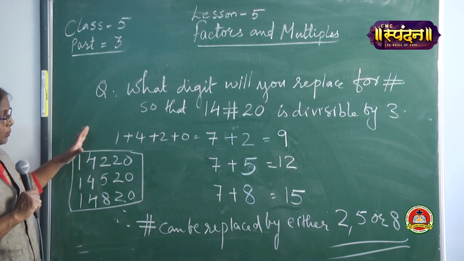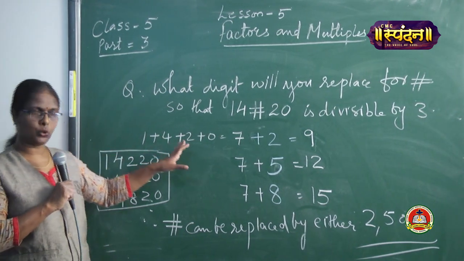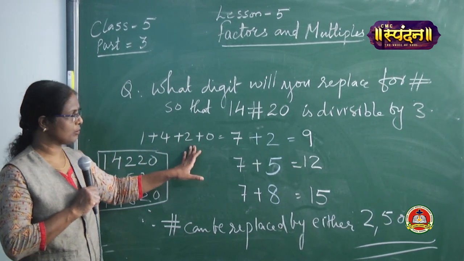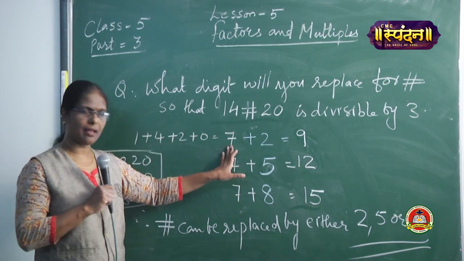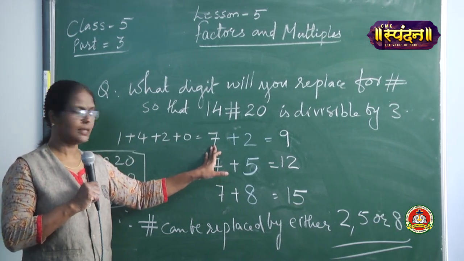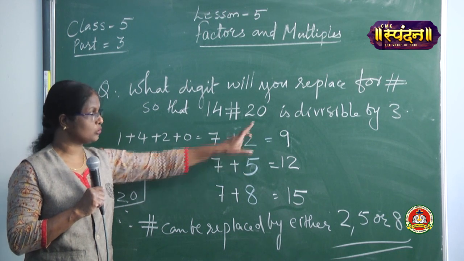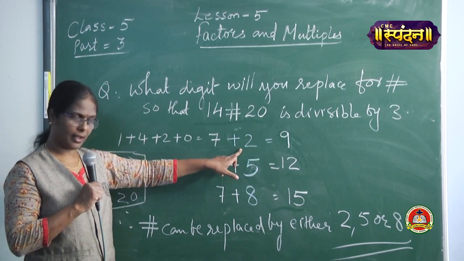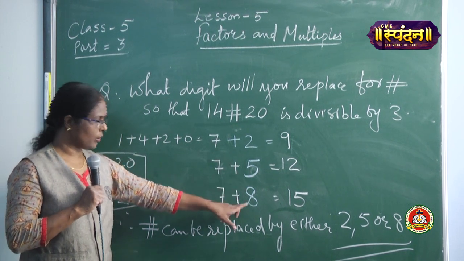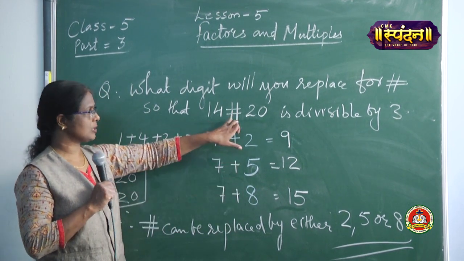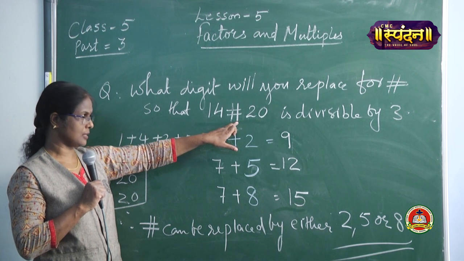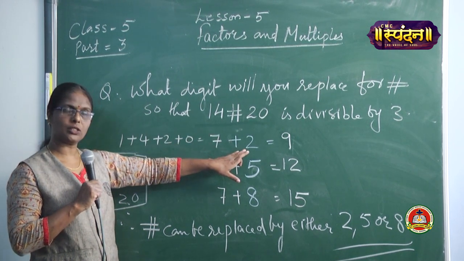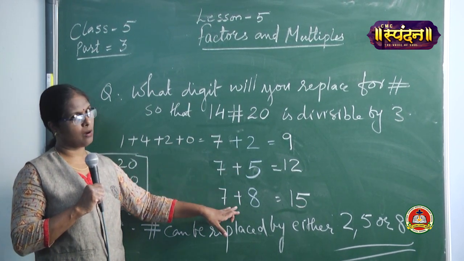So to check whether the number is divisible by 3, you have to add the digits, and if the sum of the digits is not divisible by 3, you have to add some number to make it divisible by 3. So which numbers are you adding here? We can add either 2, 5 or 8. That means instead of this asterisk sign, you can put 2, 5 or 8.